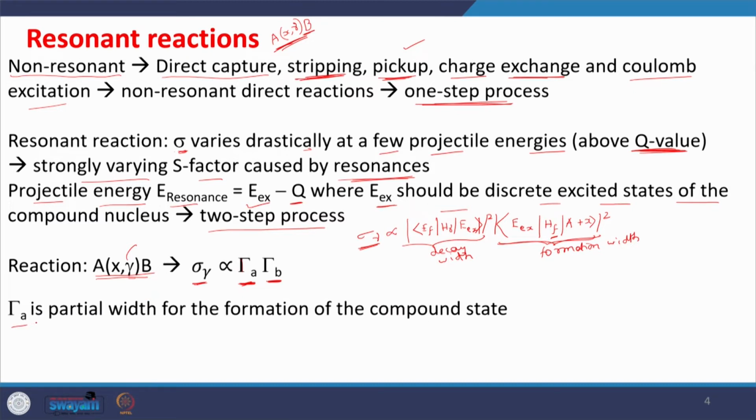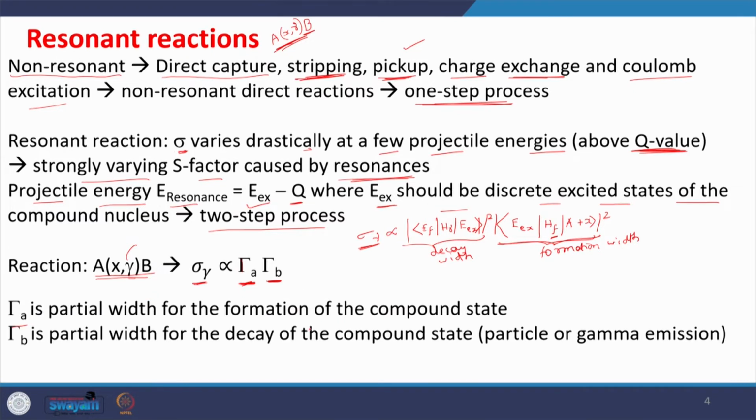So, this is the partial width for the formation of the compound state, and this is the partial width for the decay of the compound state. It could be particle emission or gamma emission. In this particular case, the partial width for the decay of the compound state can be represented as gamma gamma. The symbols are different, but we use the same name, gamma gamma. So, this is the way we are trying to understand the resonant reaction.